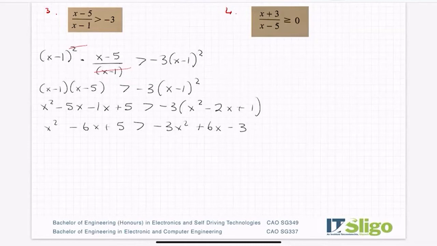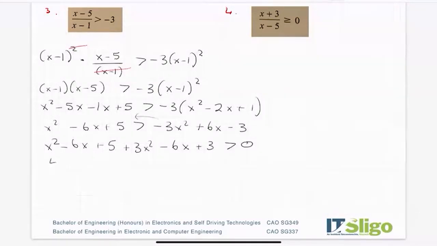Okay, it's looking like a quadratic, isn't it? So let's bring everything over to the left so that I end up with x squared minus 5x minus 6x plus 5. The minus 3x squared will become plus 3x squared, the plus 6x will become minus 6x, and the minus 3 will become plus 3, greater than 0. Zero because I have everything brought to the left. So let's tidy that up. I get 4x squared minus 12x plus 8 being greater than 0. I'm going to divide across by 4 because I can see they're all divisible by 4. I get x squared minus 3x plus 2 being greater than 0.